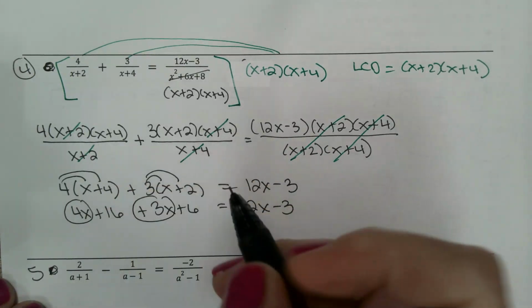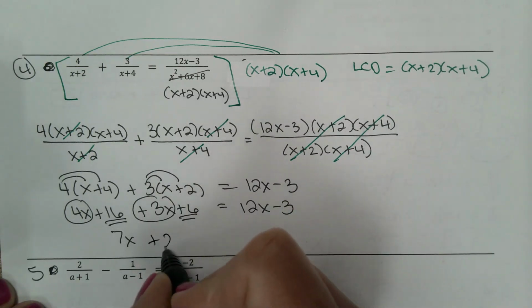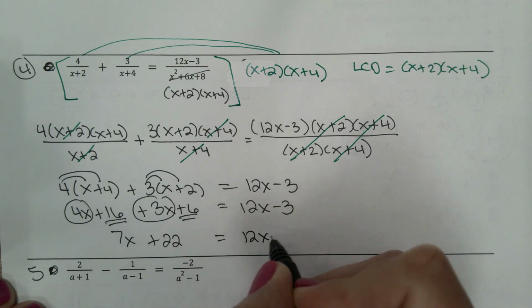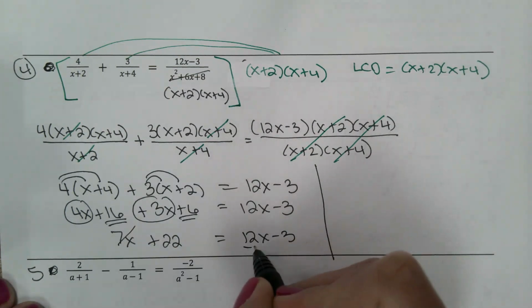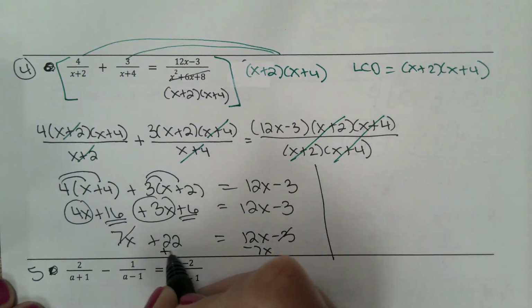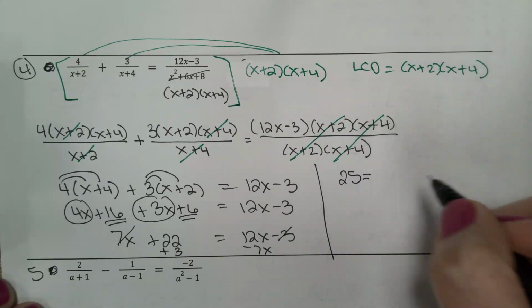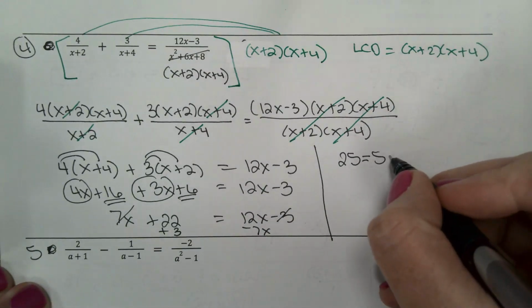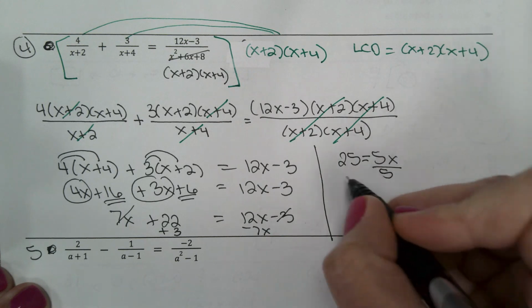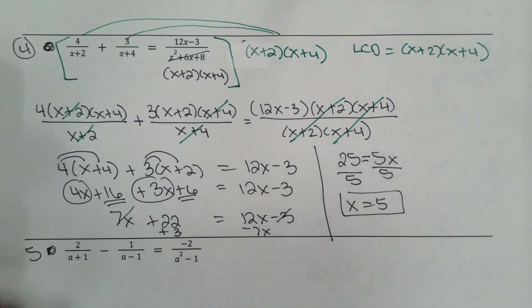I'm going to combine like terms and get 7x. I'm going to combine like terms and get 22. All right, so I'm going to subtract the 7x over, and I'm going to add the 3 over. So then I have 25 equals, 12 minus 7 is 5x. I'm going to divide both sides by 5 to solve, and get x equals 5 for a good final answer on that one.